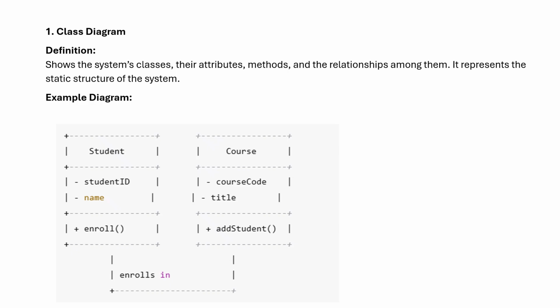The class Student on the left-hand side shows that it has some data and some methods, which you can also call functions. The student has a student ID and name; those are data variables. Then enroll is the method that can be invoked on that class. The course is the same: it has two data items, course code and title, and the method used is called add student.